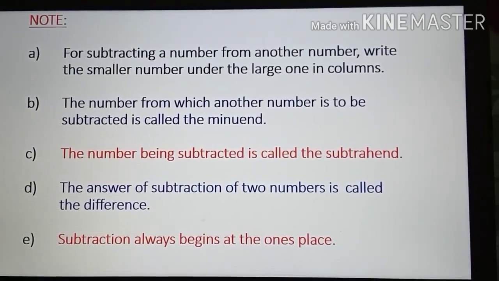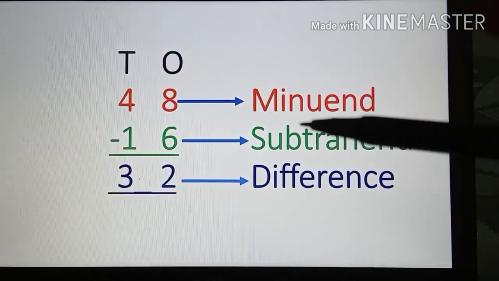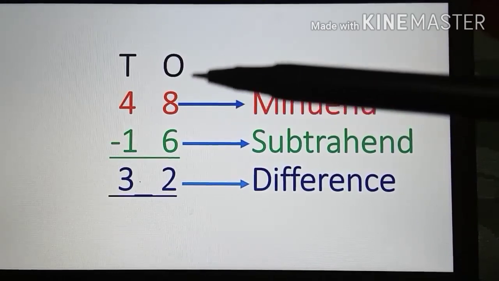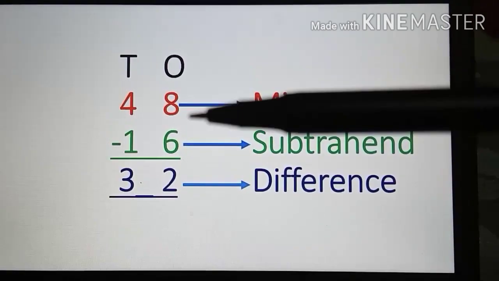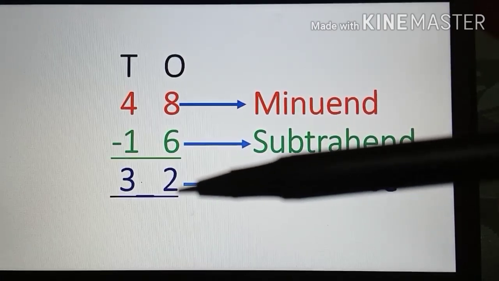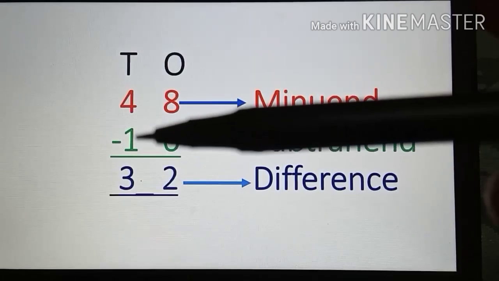Now it will be more clear with an example. Suppose we are subtracting 16 from 48. Under the ones column, we have digits 8 and 6. 8 minus 6 is 2. Very good. Under the tens column, we have digits 4 and 1. So 4 minus 1 is 3.